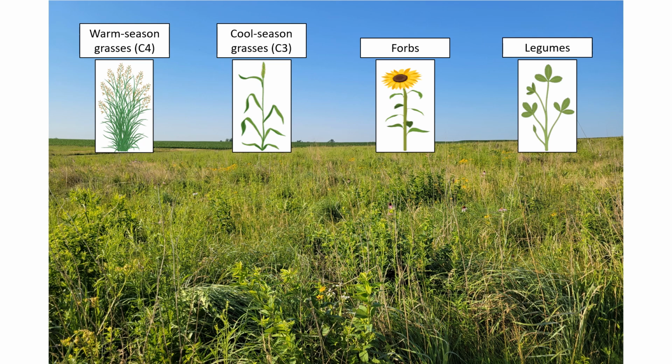Lastly, in addition to these four groups, we also see shrubs and other woody plants in grasslands, but they're not as present as the others. So, grasslands are very diverse ecosystems. Functionally different species, like warm season grasses, cool season grasses, forbs, and legumes, fill different niches and do different things for their ecosystem. And understanding the functional diversity of grassland plants can help us to understand how grasslands function.